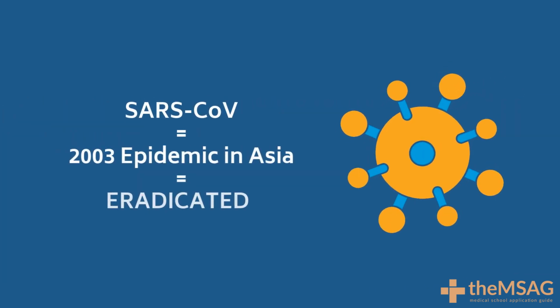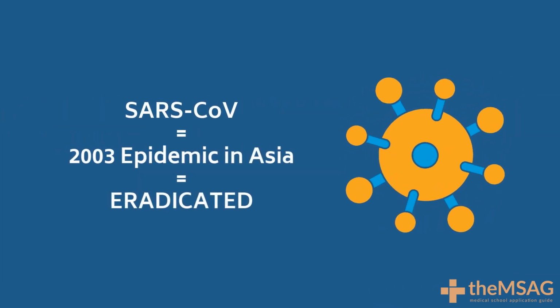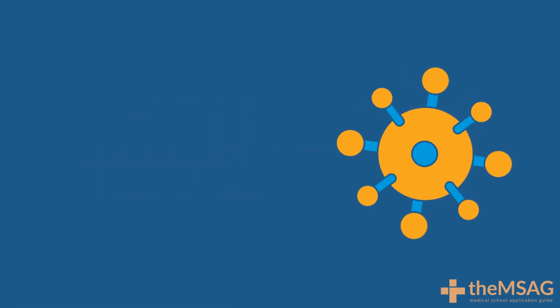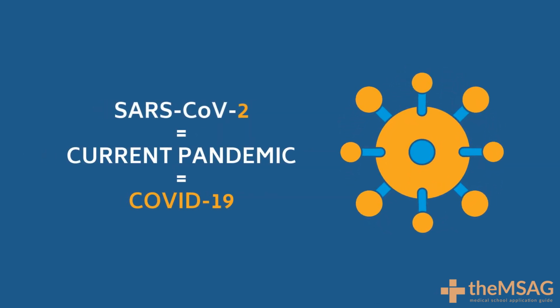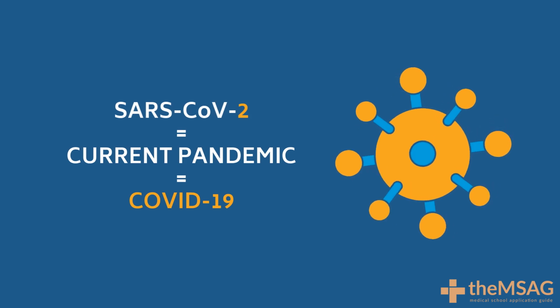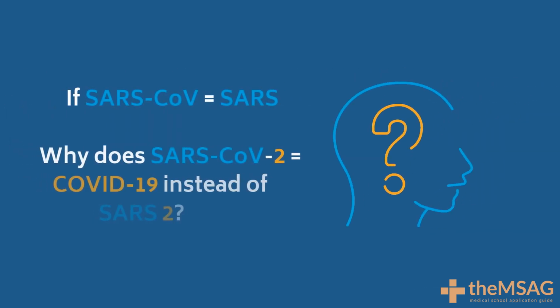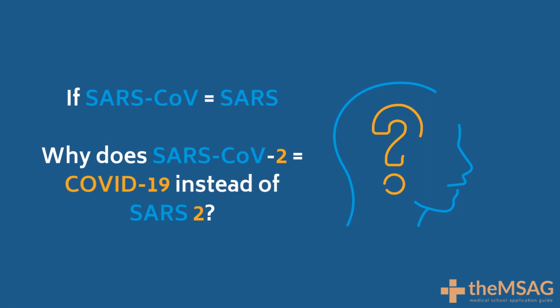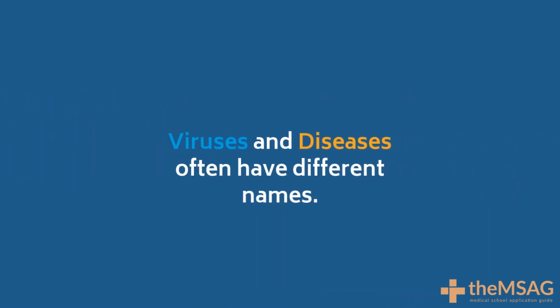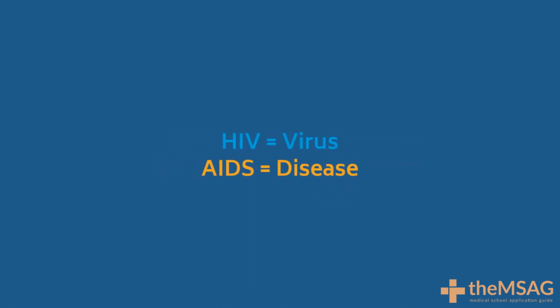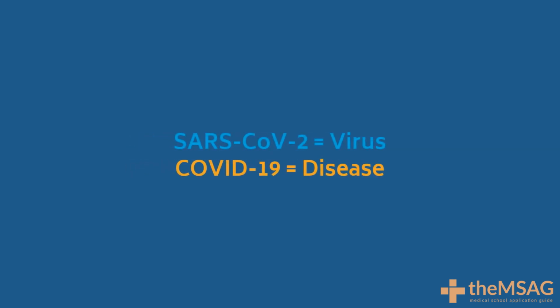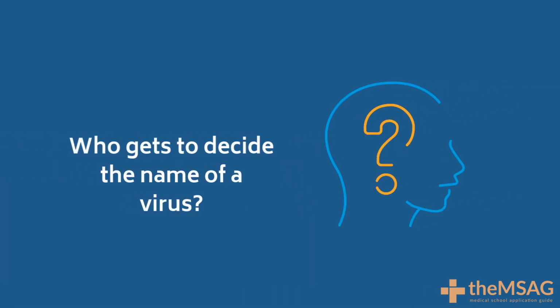A virus similar to the SARS coronavirus was discovered in December 2019, called SARS coronavirus 2. This is the pathogen that caused the COVID-19 pandemic. So why is the current pandemic called COVID-19 instead of SARS-2? Well, viruses and the diseases that they cause often have different names. For example, HIV is the virus that causes the disease AIDS, and SARS coronavirus 2 is the virus that causes the disease called COVID-19. But who gets to decide the name of a virus?